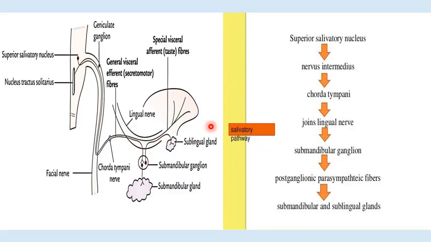Now in this diagram you can see how these parasympathetic fibers travel. These parasympathetic fibers arise from the superior salivatory nucleus, and then they travel through the nervus intermedius of the facial nerve, and then the chorda tympani branch of the facial nerve. Then these fibers join the lingual nerve and enter the submandibular ganglion. Here these fibers relay, and from the submandibular ganglion the postganglionic fibers arise and supply the submandibular gland.